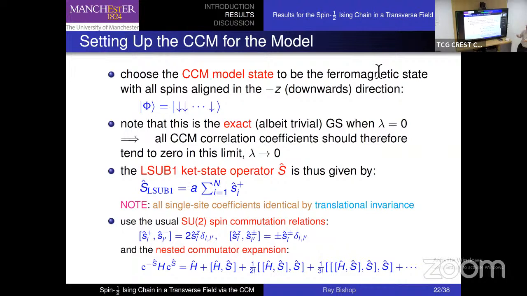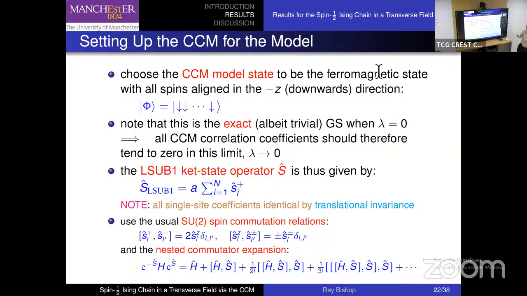Okay, so that we ought to be able to do by hand, and we can. Let's remind ourselves the SU(2) spin commutation relations written down here. An S plus and an S minus commute to give me an SZ, and only when they're on the same site; if they're on different sites, of course, they commute. And SZ commutator with an S plus or an S minus gives you back an S plus or an S minus.